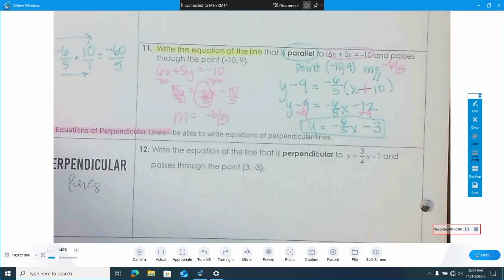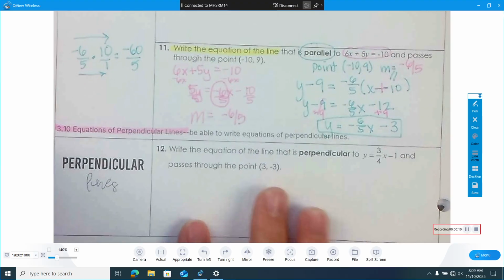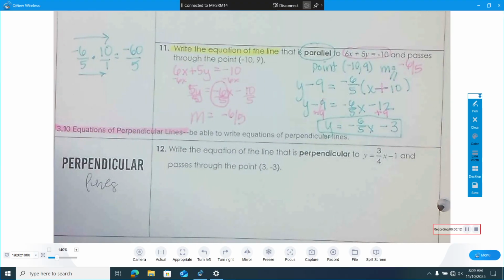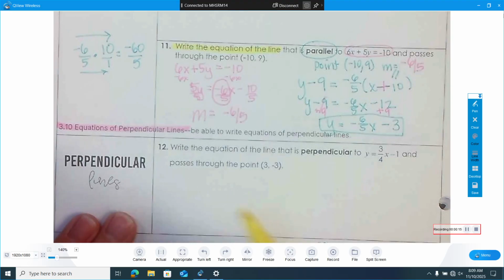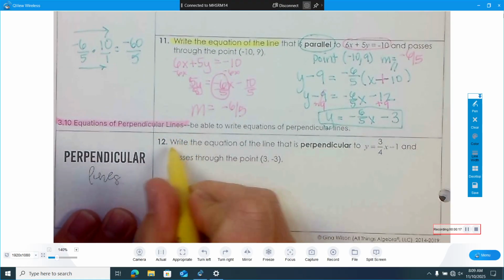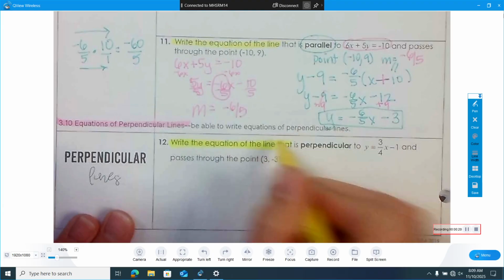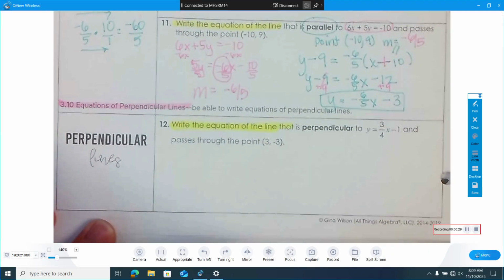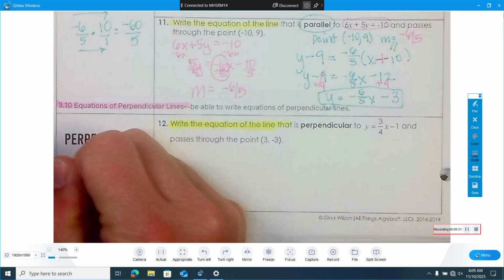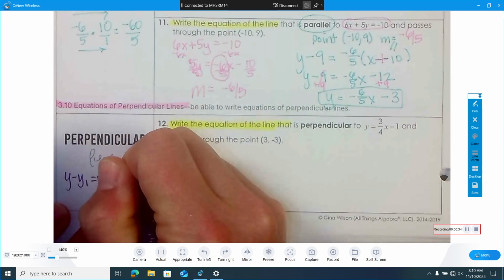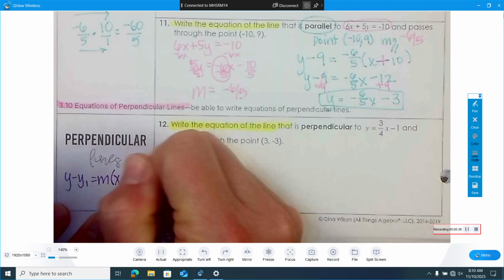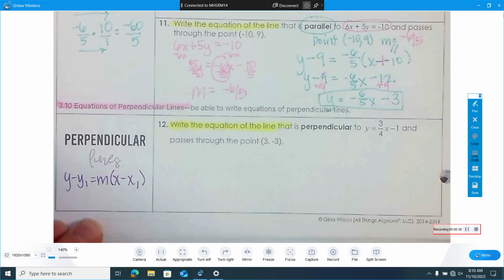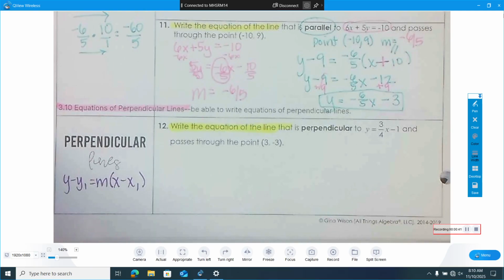Last Friday, we talked about writing equations of lines. And again, we are writing equations of lines, and this is number 12 of where we left off. Again, the direction says write the equation of the line, and we have a nice little formula for writing an equation of a line. A nice little formula, super easy, which is y minus y1 equals m times the quantity x minus x1.